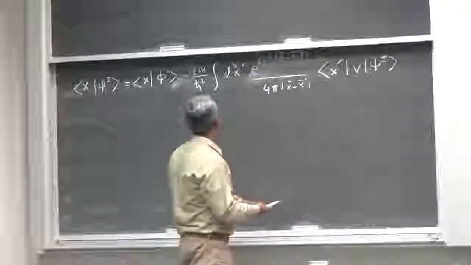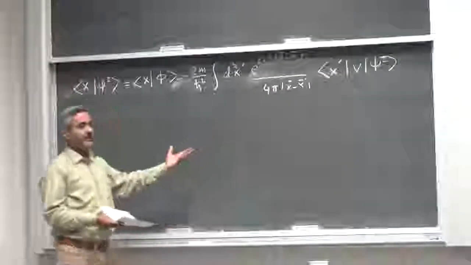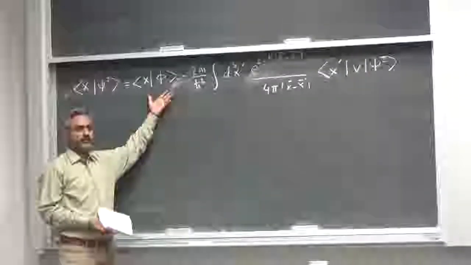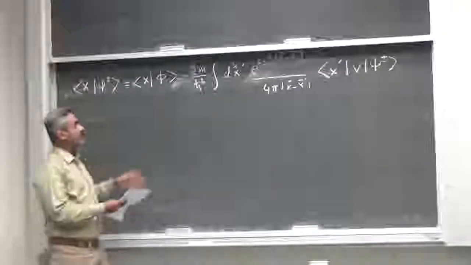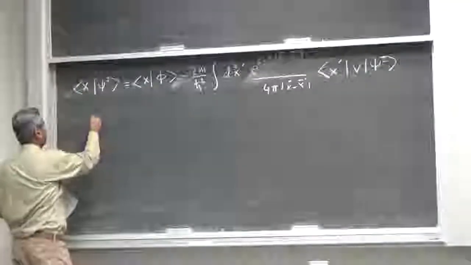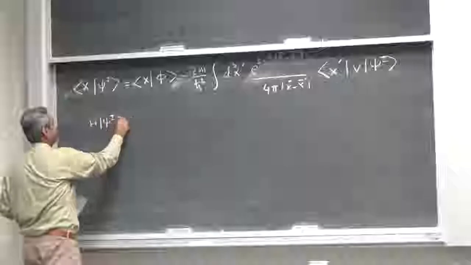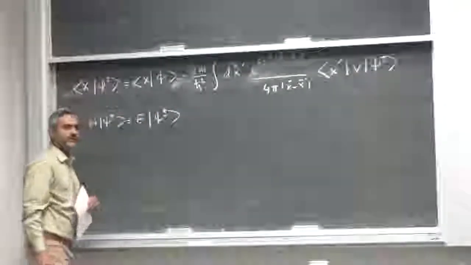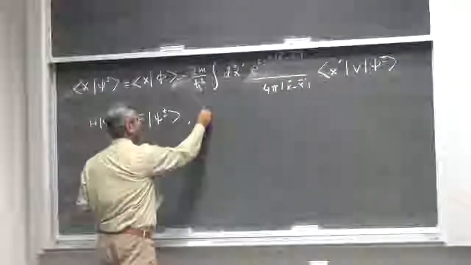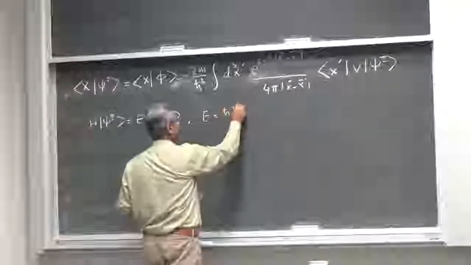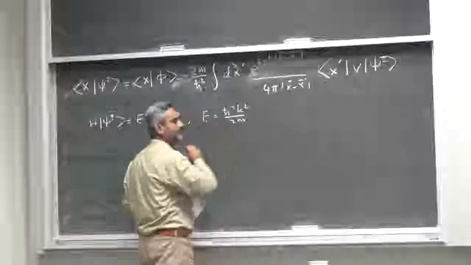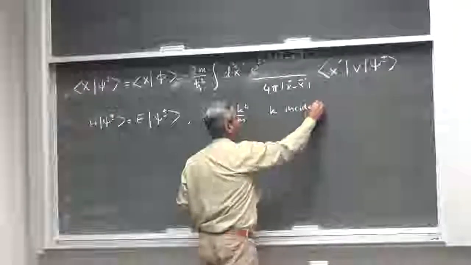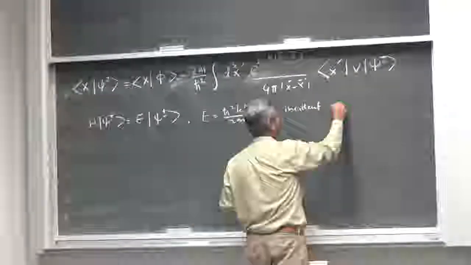So now, by the way, when I claim that this is the incident wave, how can you tell? This is the incident wave. This psi is the solution of this equation, right? Where E is h bar squared k squared over 2m. K is incident, or h bar k is incident momentum.